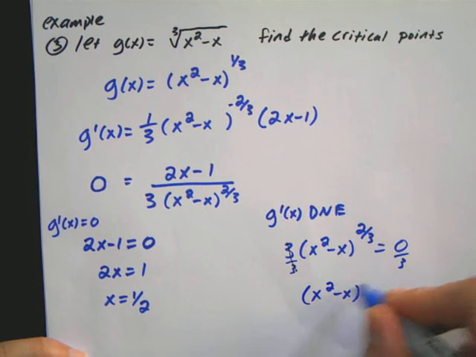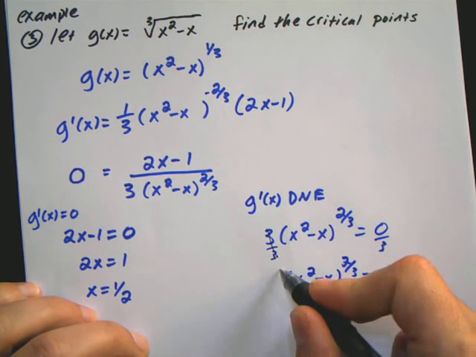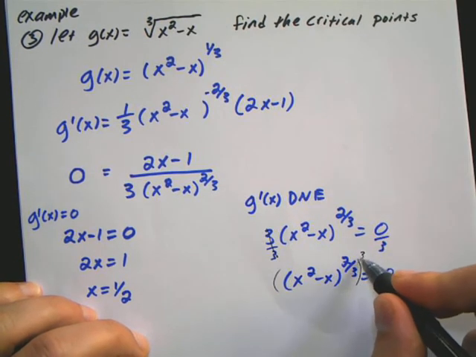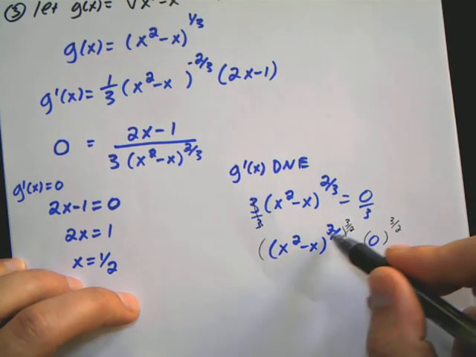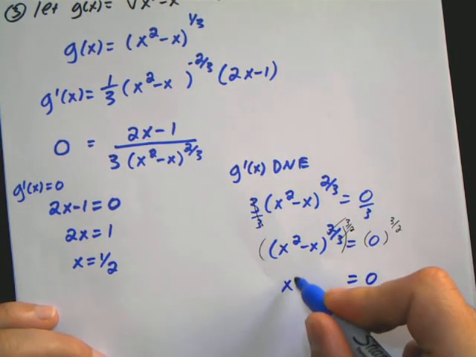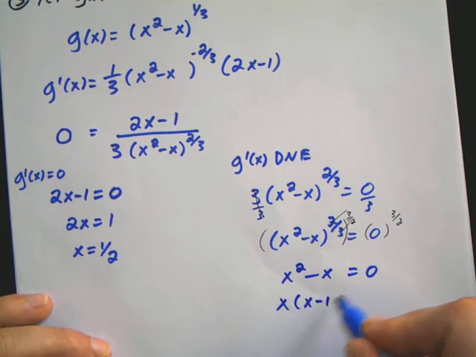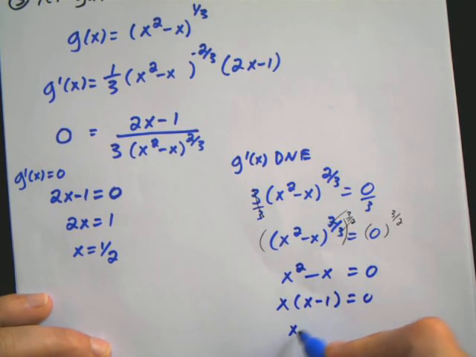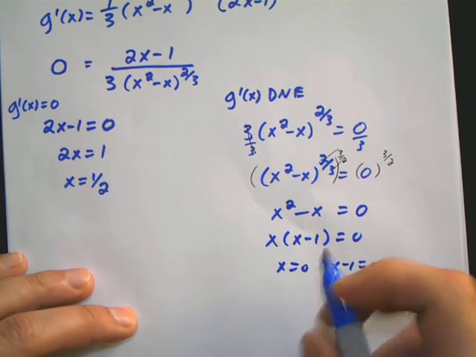Then I can raise both sides to the reciprocal of this, so that raises this to the 3 over 2, raise this to the 3 over 2. That's going to undo this, and that still remains 0 on this side. So it's going to be x squared minus x. This is now a factorable quadratic again, so it's going to be x times x minus 1 is equal to 0. So x is equal to 0, x is equal to 1. So 1 is a critical point, 0 is a critical point, and then we also said 1/2 is a critical point.